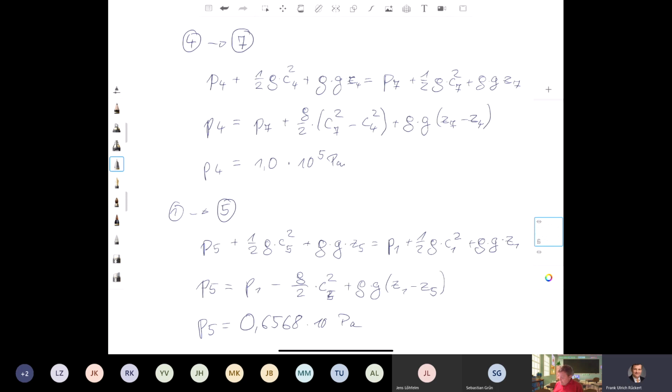Okay. And now if we come to the point from 6 to 7, if we now solve the Bernoulli equation from point 6 to point 7, this is really easy. You get the same calculation like before, and you get here 1 bar.